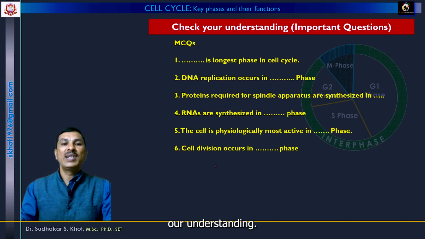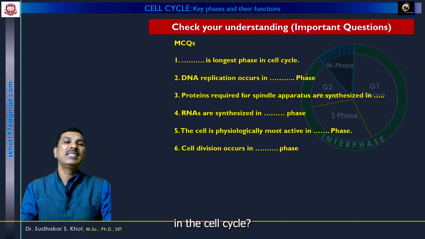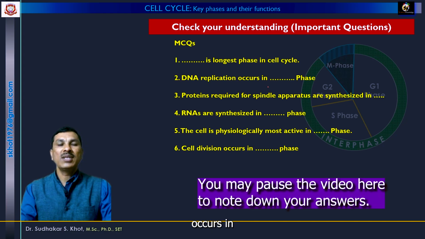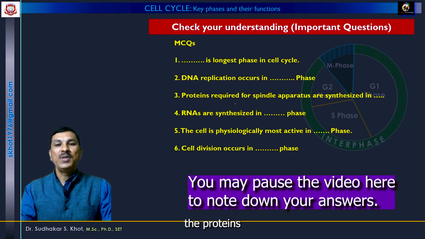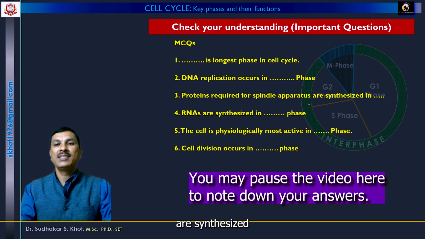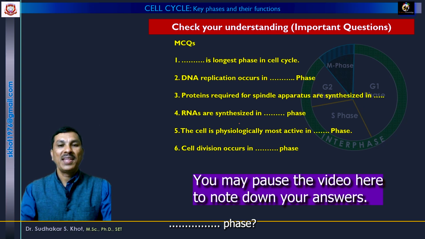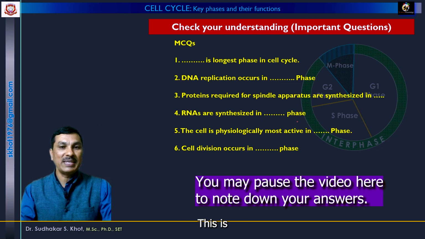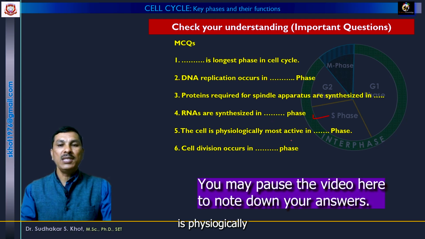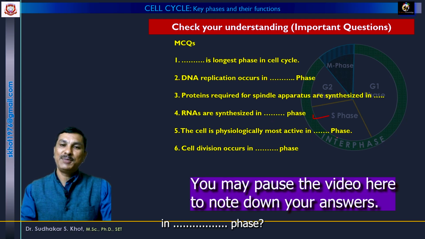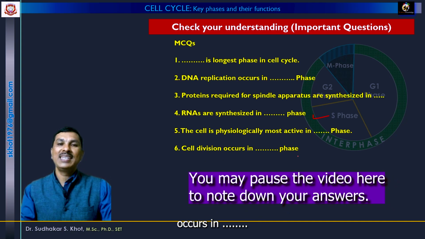Now let us check our understanding. The first question is that dash dash is the longest phase in the cell cycle. DNA replication occurs in which phase? The proteins required for spindle apparatus are synthesized in dash dash phase. RNA is synthesized in dash dash phase. Now this is one tricky question. The cell is physiologically most active in dash dash phase. And the final question is that cell division occurs in dash dash phase.